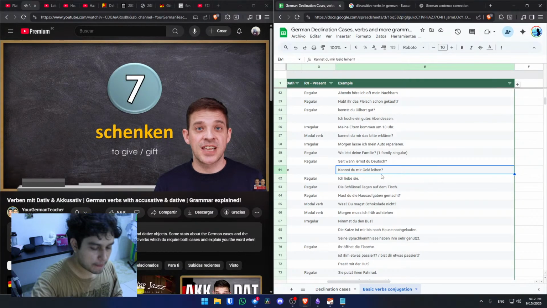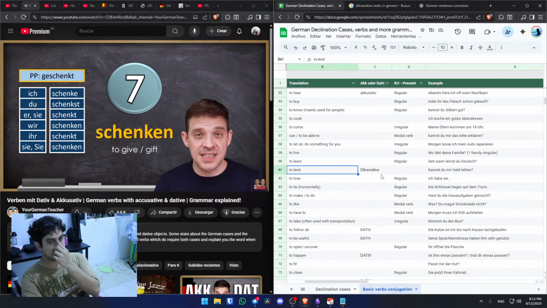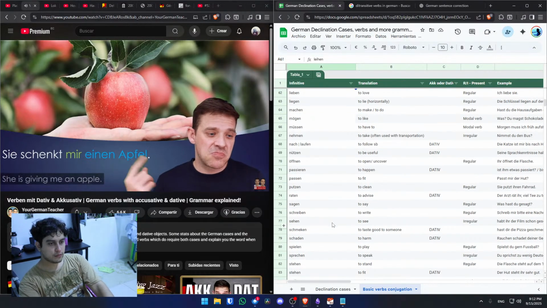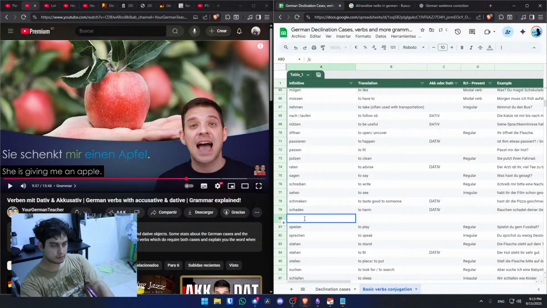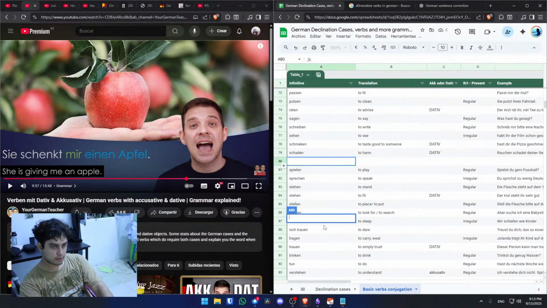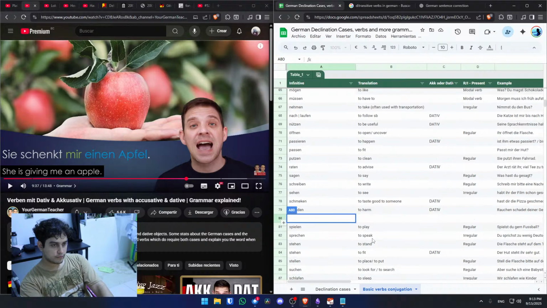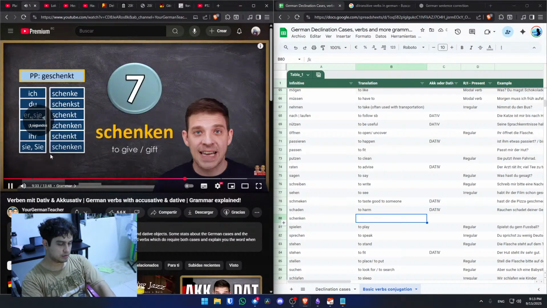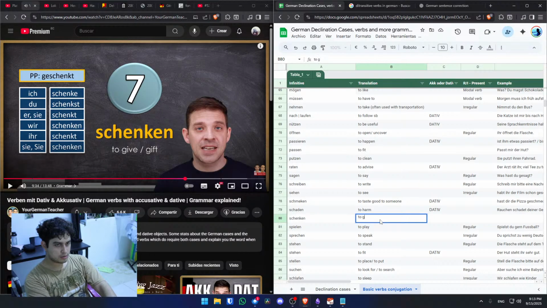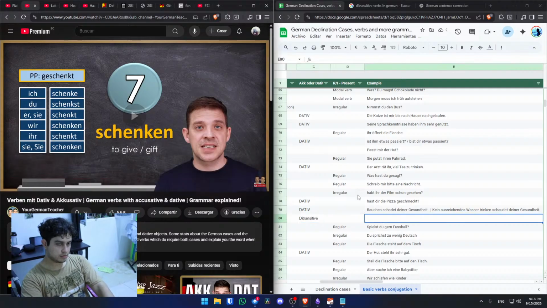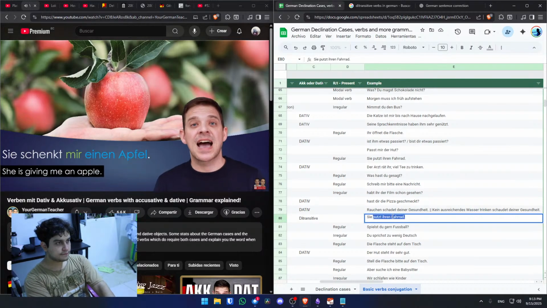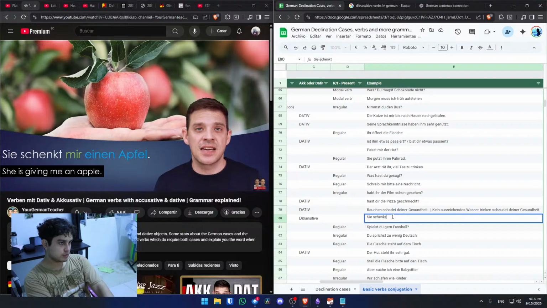Nummer 7, schenken. Schenken heißt to give or to gift something, und schenken ist ein regelmäßiges Verb. Sie schenkt mir einen Apfel.